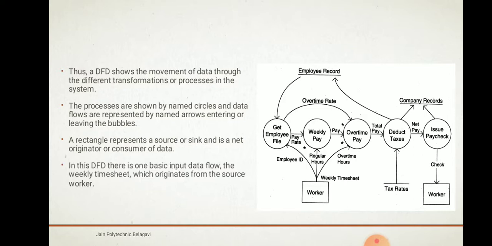Now in the DFD there is one basic input flow, the weekly timesheet, which originates from the source, the worker. As you can see here, the weekly timesheet is originating, and there are three data flows: employee ID, regular hours and overtime hours. So the worker is the source, that is the input data flow.